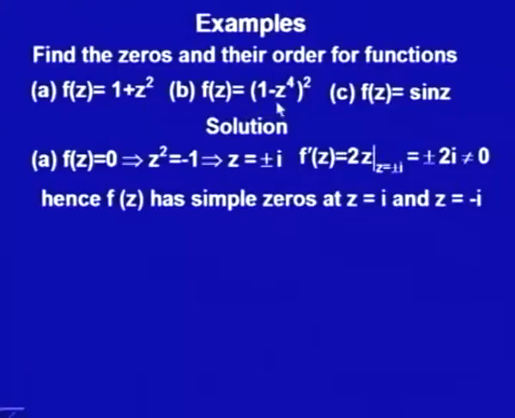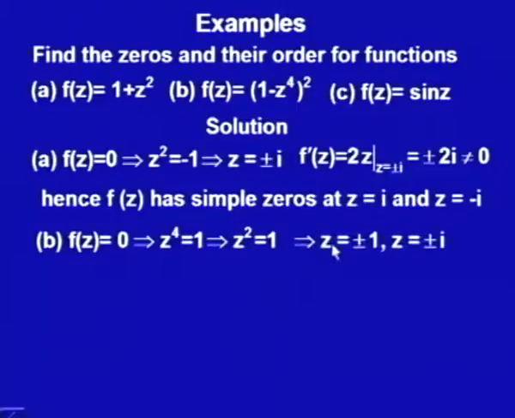Now, let us come to the second function, (1 minus z to the power 4) whole square. If I equate it to 0, what would I get? I would get that z to the power 4 is equal to 1. This implies z square is equal to 1, or, why am I taking it plus 1 only, why not minus 1, because I am taking just one side. It could be that z square would be actually plus or minus 1.